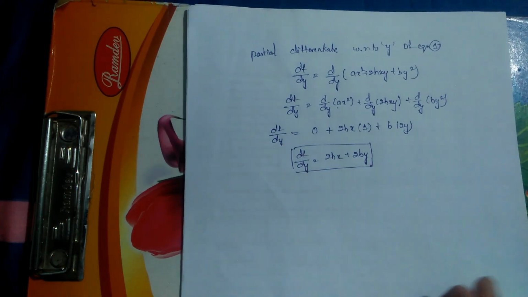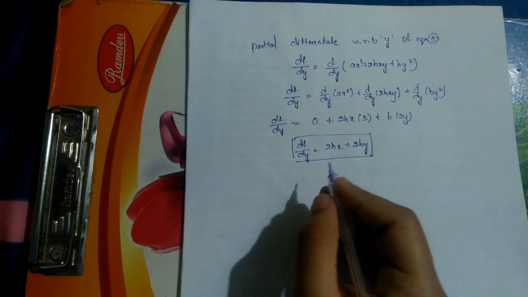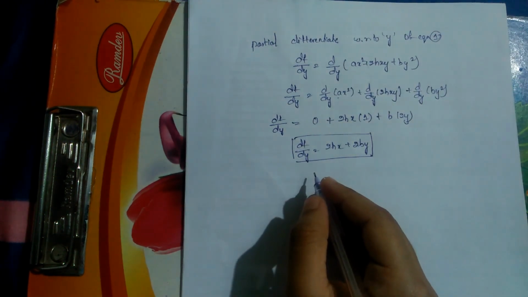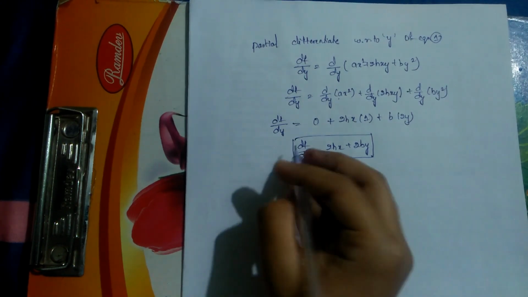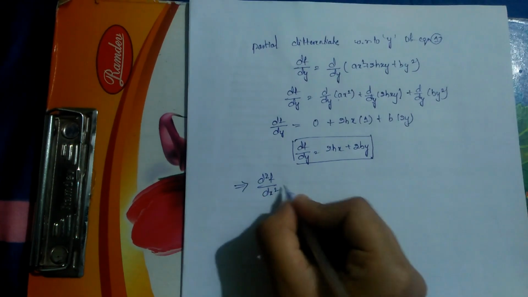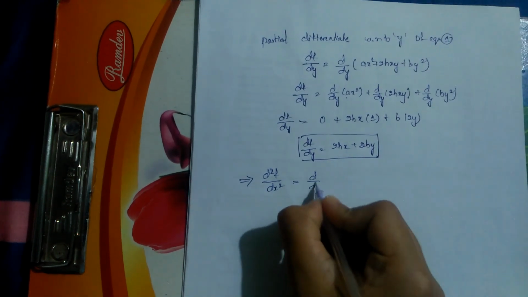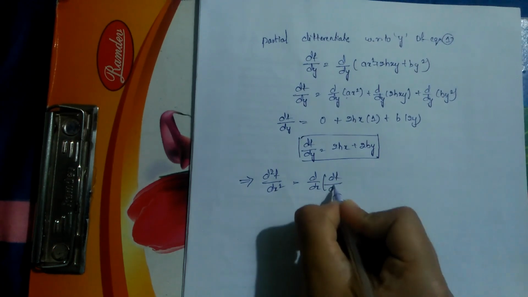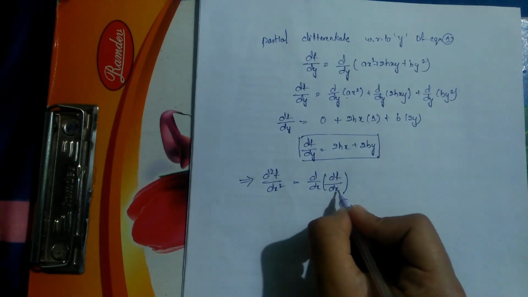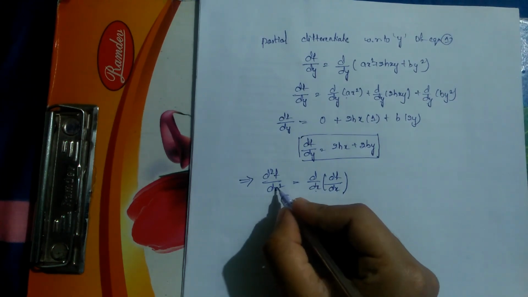As they told us to find the first order, we have found out the first order for x and y. Now furthermore we have to find the second order partial derivative. The second order partial derivative comes as dou square f by dou x square. This is nothing but dou by dou x of dou f by dou x. So dou f by dou x is differentiated again with respect to x to get the second order partial derivative with respect to x.